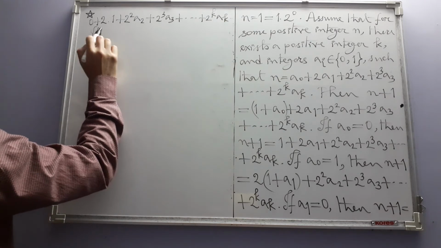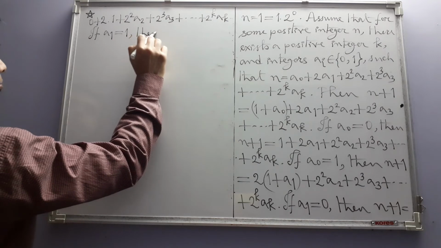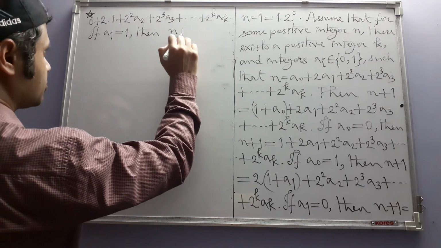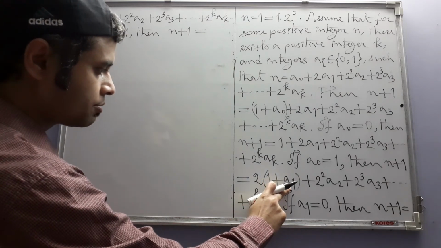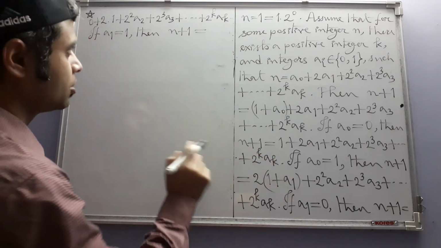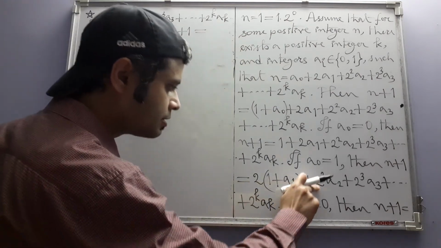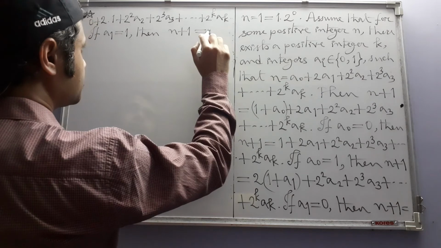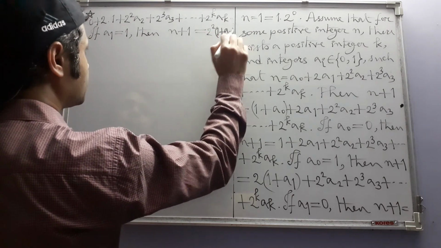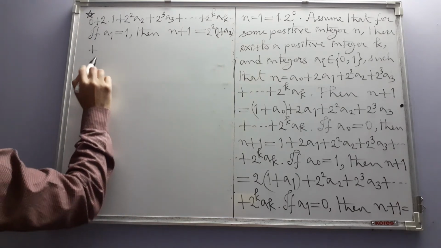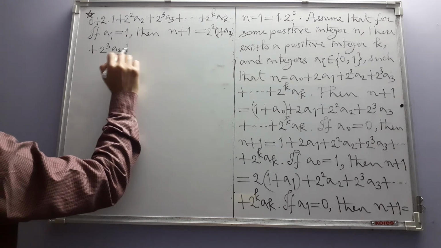If however a1 is equal to 1, then okay, now what happens to n plus 1? N plus 1 now becomes, if a1 is 1, then 2 times 2 is 2 square, and that 2 square plus this 2 square a2 gives us 2 square times 1 plus a2 plus 2 cube a3.